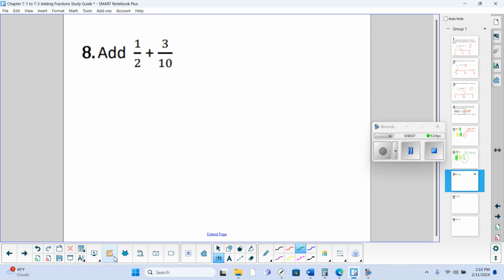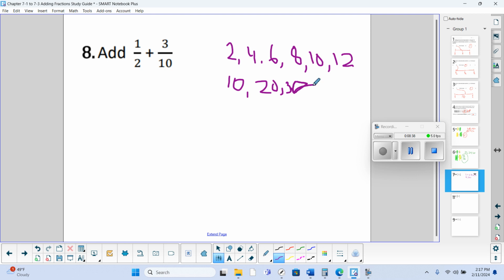Next one. 1/2 plus 3/10. All right. I'm going to use the method where I list them all, but you don't always have to do that. 2, 4, 6, 8, 10, 12. These are the multiples of 2. Multiples of 10 are 10, 20, 30, and so on. Ugh, that's the ugliest 30 I've ever seen. All right, so what is the least common multiple? Well, it's clearly just 10, right?